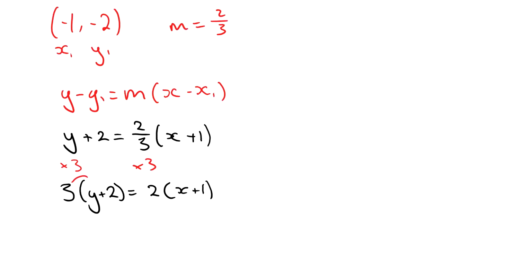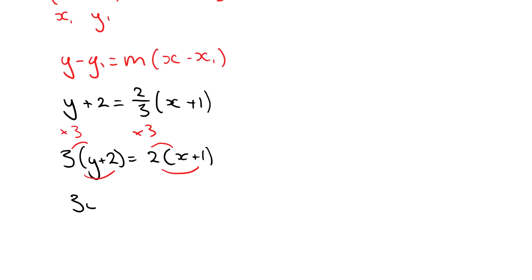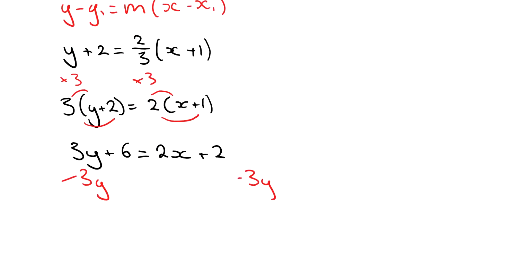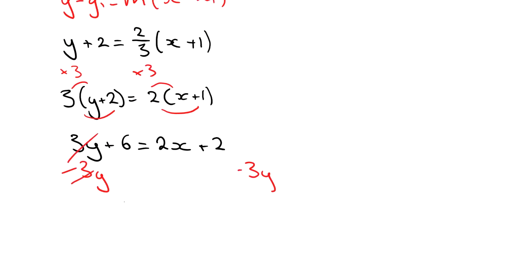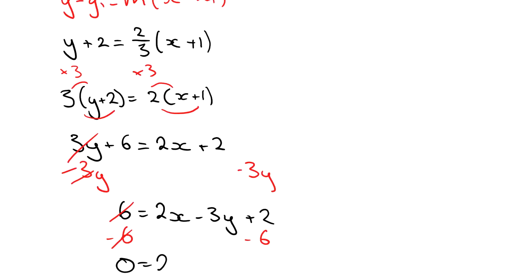I can expand both those brackets, so I get 3y plus 6 equals 2x plus 2. Then I'm going to put this in the general form, so I can minus 3y on both sides. They cancel out. I get 6 equals 2x. Take away 3y plus 2, and then minus my 6. So 0 equals 2x minus 3y minus 4, and you can leave it as that.